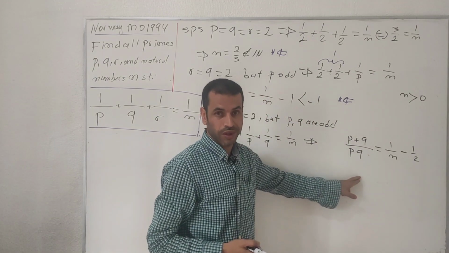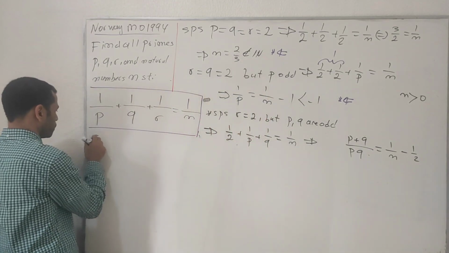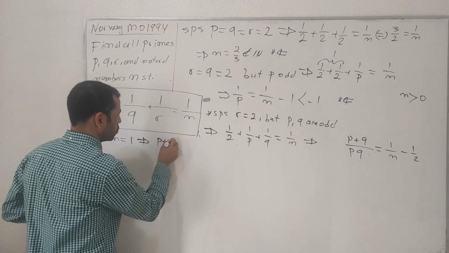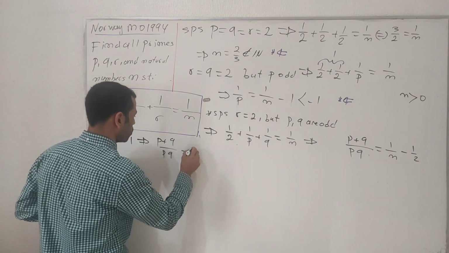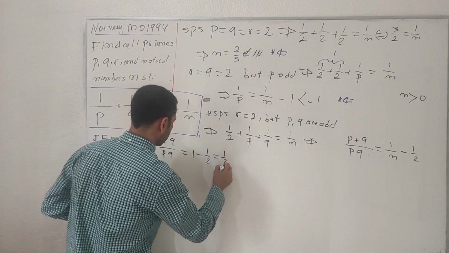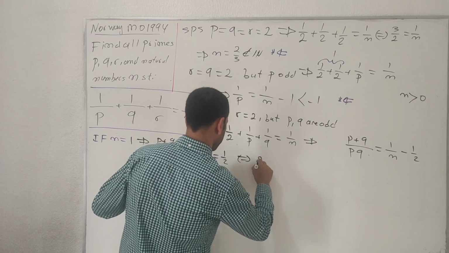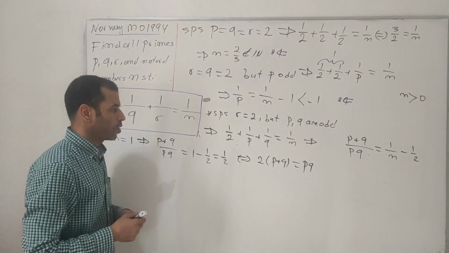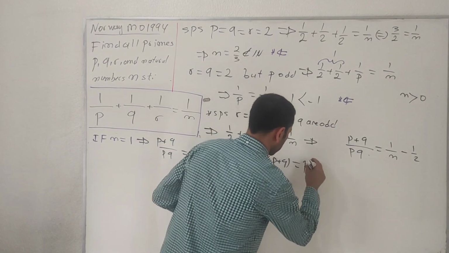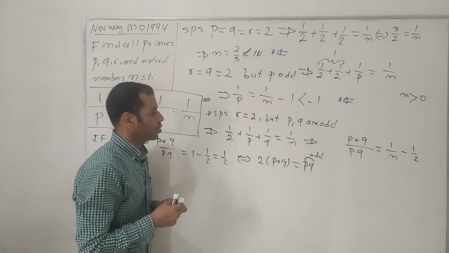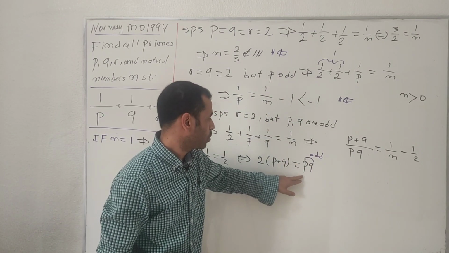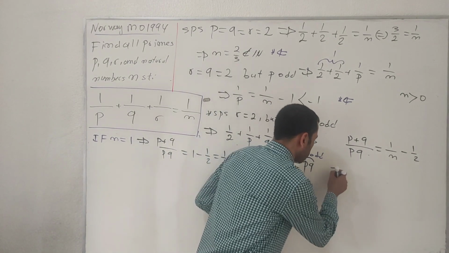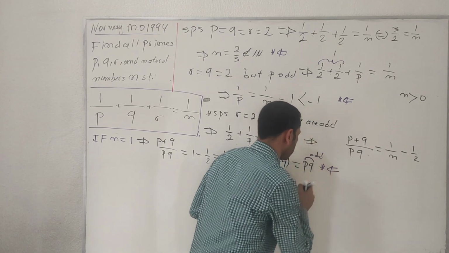Now I'm going to take three cases. If n equals 1, p plus q over pq equals 1 minus half, which is half. So 2 times p plus q equals pq. As you know, this product is odd because they are both odd primes, which means odd multiplied by odd gives odd, but the left-hand side of this equation is even, which clearly is a contradiction.